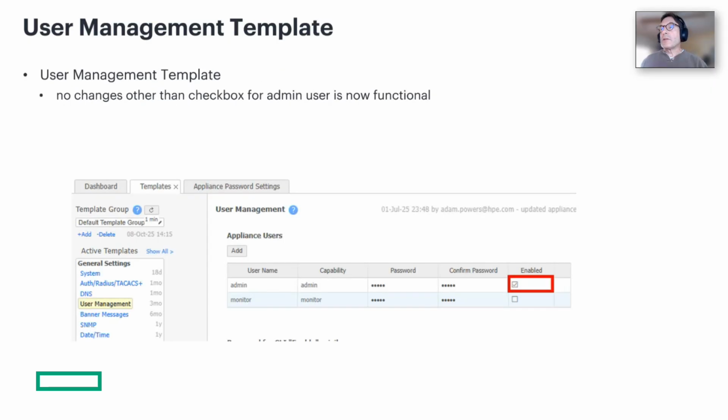So there's two templates. One exists, the user management template. It's exactly the same as it's always been, except for now this checkbox. You can uncheck your admin user and no longer have an admin user. So be careful with these, but this wasn't functioning before. The user management template sets the user and the password.